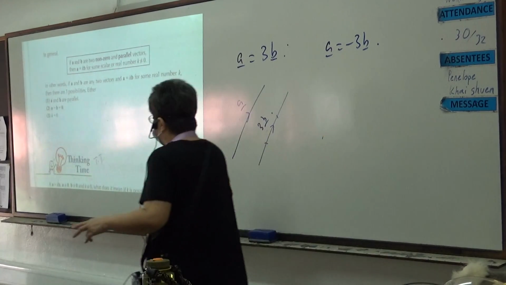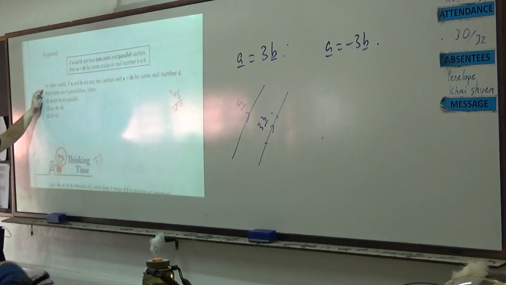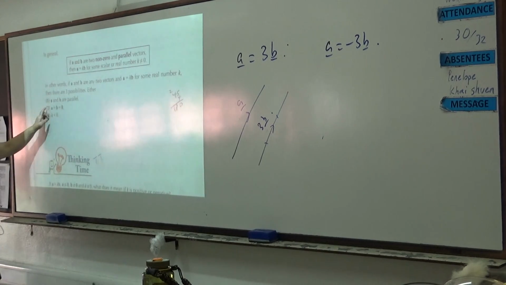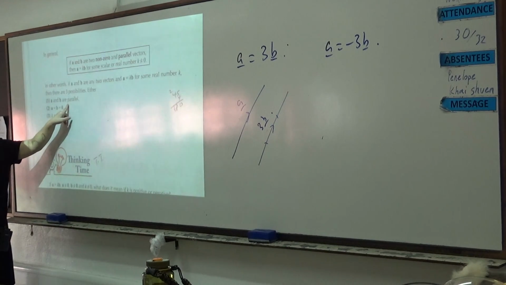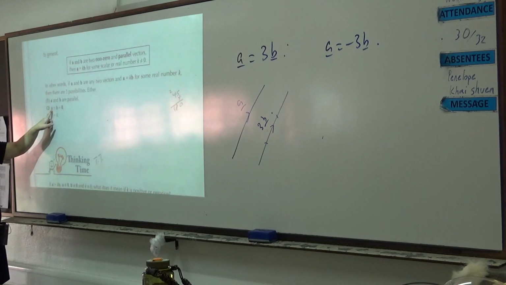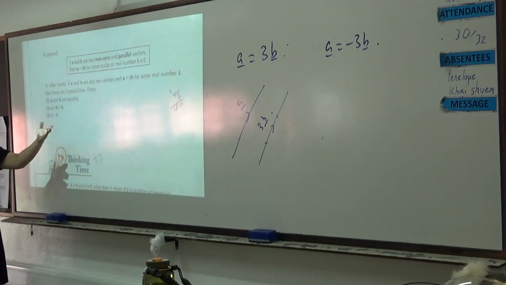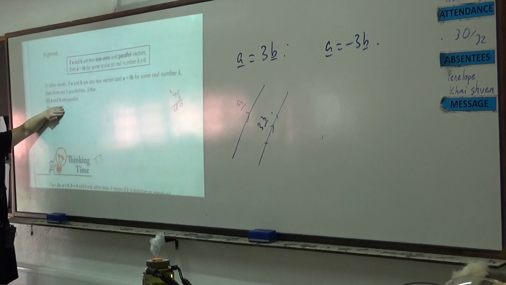Okay? So, in other words, A and B are any two vectors. A equals KB for some real value K. There are 3 possibilities. Either A and B are parallel, right? Or A or B is equal to the 0 vector. 0 times anything is 0. Or K equals 0. That means nothing also. Okay, actually I find that these two are very funny. Don't have to say also can. Understand what I'm saying? Okay?